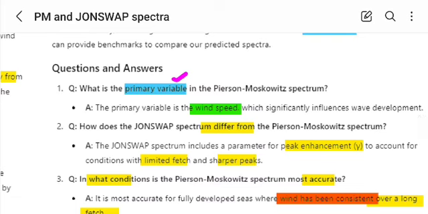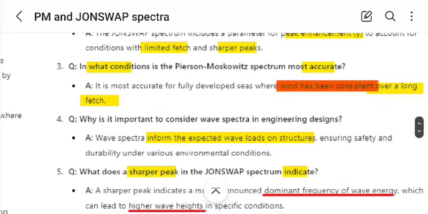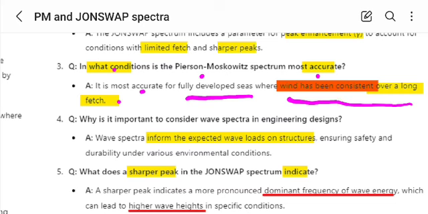So here you can ask, what is the primary variable in the Pierson-Moskowitz spectrum? The primary variable is wind speed, which significantly influences the wave development. How does the JONSWAP spectrum differ from the Pierson-Moskowitz? The JONSWAP spectrum includes a peak enhancement factor to account for conditions with limited fetch and sharper peaks. In what conditions is the PM spectra most accurate? It is most accurate for fully developed seas where wind has been consistent over a long fetch.